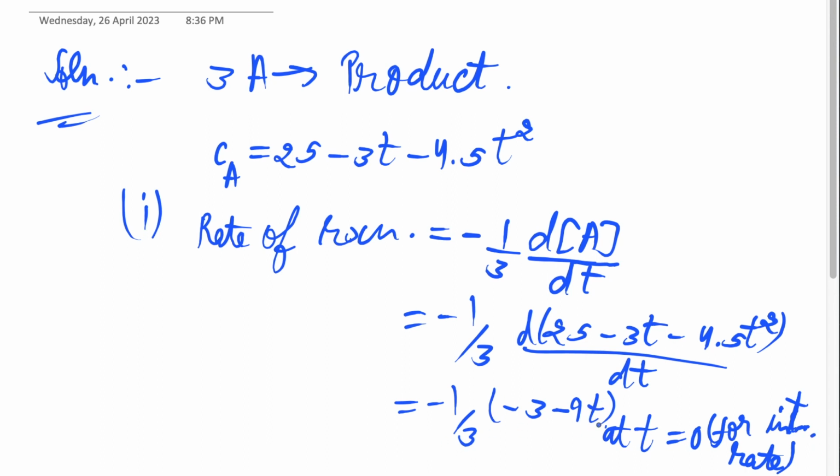So we just have to put the value of t here, which is 0. So minus 9 into 0 is 0. So this quantity will become 0. So minus 3 will be left. So minus 1 by 3 into minus 3. Minus minus will become plus, and 3 will go by 3. So we'll get 1. Okay, this is the answer of the first part of this question.